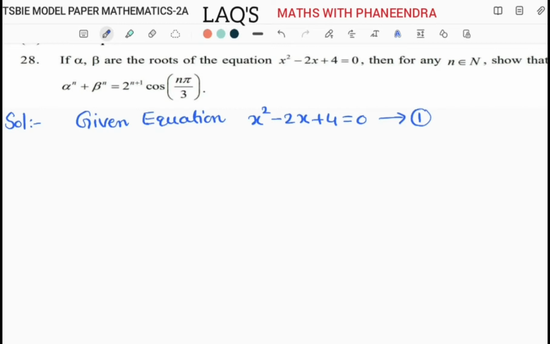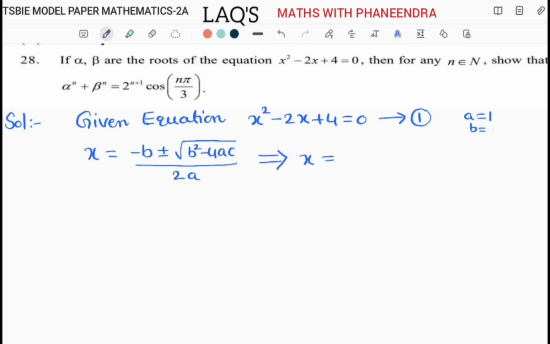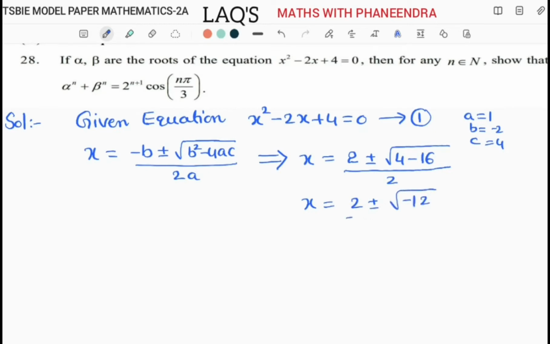So the roots of this quadratic equation: x is equal to minus b plus or minus root over b square minus 4ac, divided by 2a. Comparing this quadratic equation with x square plus bx plus c, a is equal to 1, b is equal to minus 2 and c is equal to 4. So x is equal to minus of minus 2 plus or minus root over b square, 4, minus 4 into 1 into 4, so minus 16, divided by 2a, 2 into 1. So x is equal to 2 plus or minus root over minus 12 divided by 2.